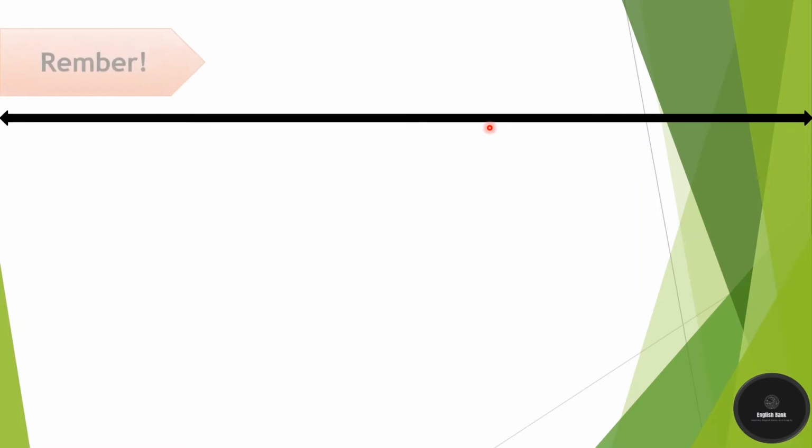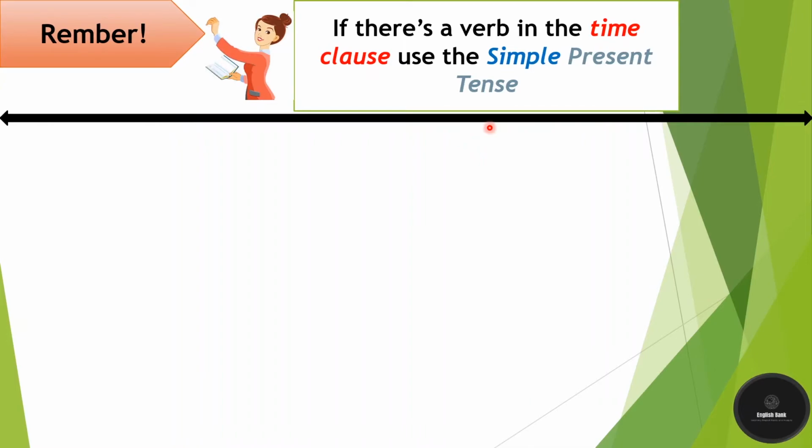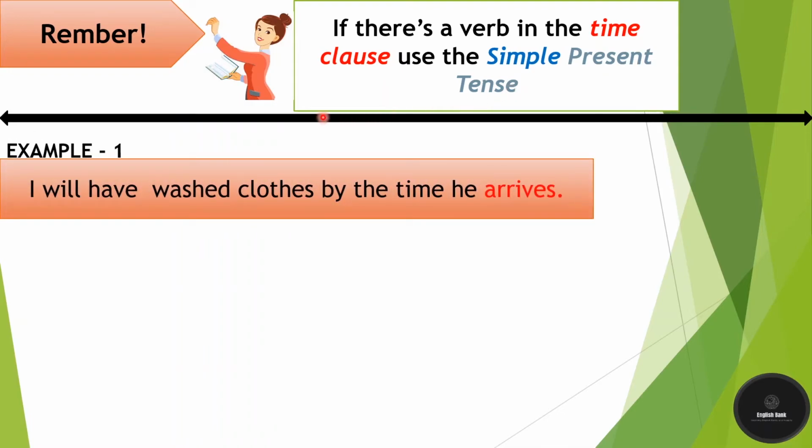Now, look at this. This is very important. Keep it in your mind. If there is a verb in the time clause, use the simple present tense. Let's look at these example sentences. Example 1. I will have washed clothes by the time he arrives. By the time he arrives is the time clause, and here we use the simple present verb.